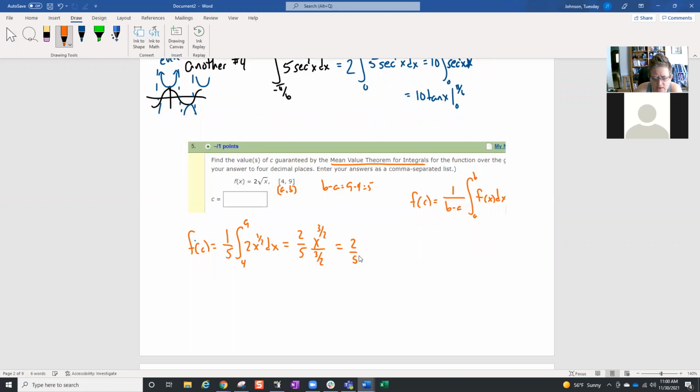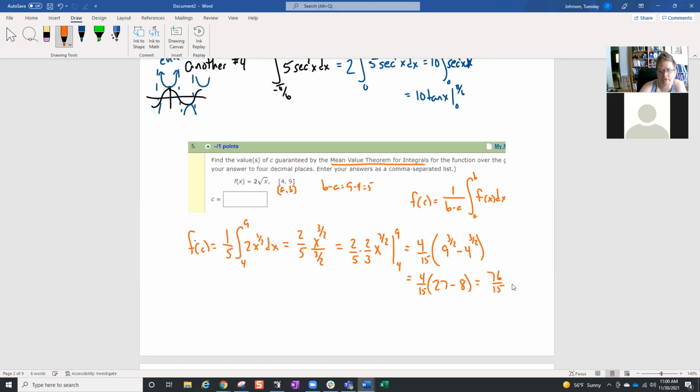I'm going to rewrite this. Instead of dividing by 3/2, we multiply by 2/3. I'm going to rewrite it like that. That is 4/15 times 9 to the 3/2 minus 4 to the 3/2. 4/15. The square root of 9 is 3. 3 cubed is 27. The square root of 4 is 2. 2 cubed is 8. 27 minus 8 is 19. Yuck.